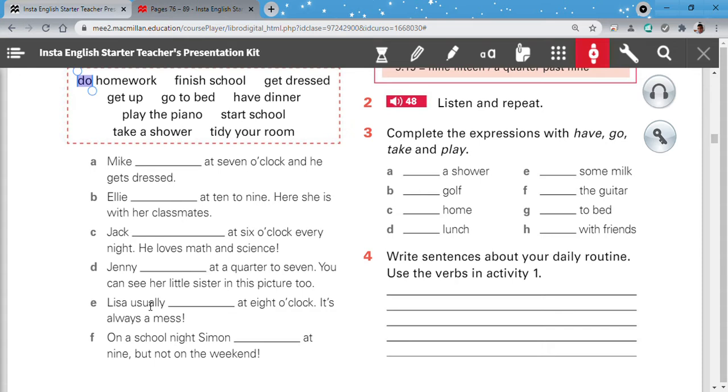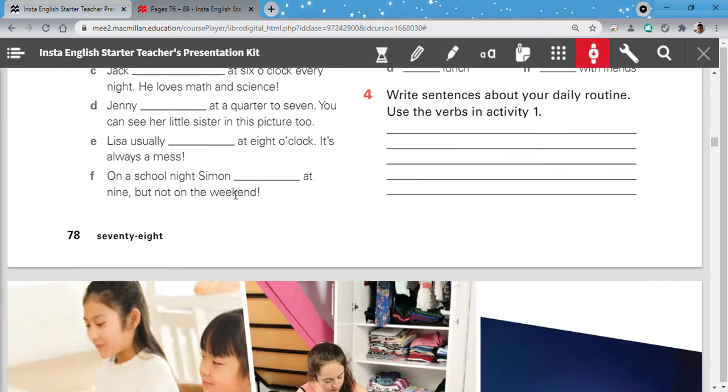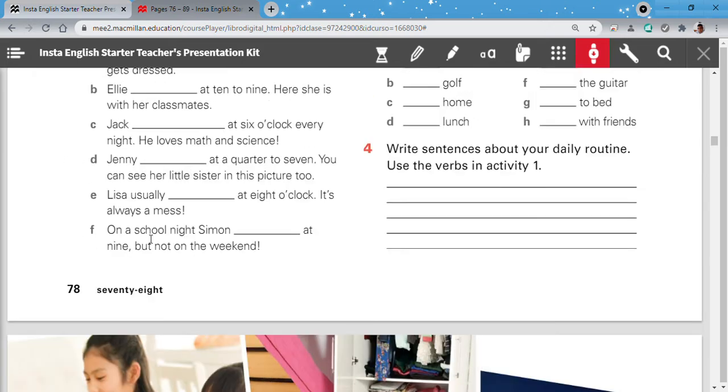Next, let's continue. Lisa usually at 8 o'clock. It's always a mess. Tidies her room. Tidies here. The last one: on a school night, Simon at night, but not on the weekends. Goes to bed. Goes, I repeat the verb.